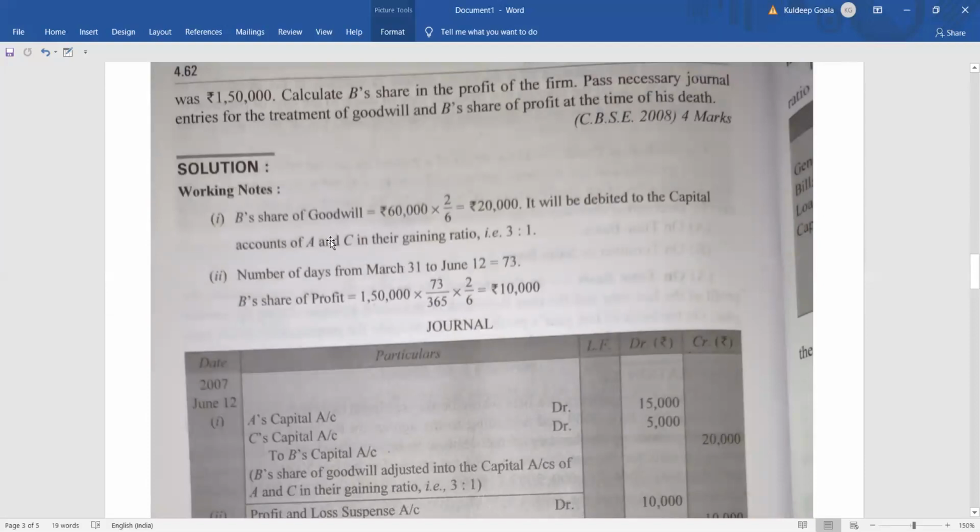So what is B's share of goodwill? It was 60,000 into 2 by 6, 20,000. And how will it be given? It will be given in the continuing ratio, that is 3:1, which will be the gaining ratio of A and C. Now coming to the calculation of profit.